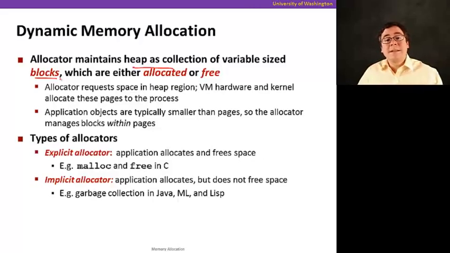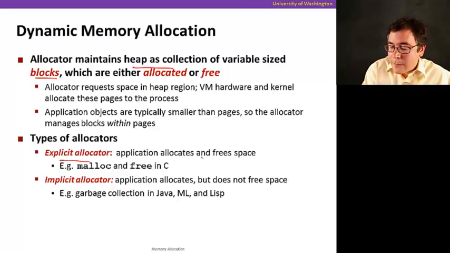Okay, so since application objects are typically smaller than pages, the allocator manages blocks within pages. Okay, but that's not a restriction. Applications could have objects much bigger than pages, but typically they're not. So this is not done by the operating system. This allocator runs in user space and manages the actual smaller blocks that form the heap. Okay? So there are two basic types of allocators, called the explicit allocator, where applications both allocate blocks and free the blocks.